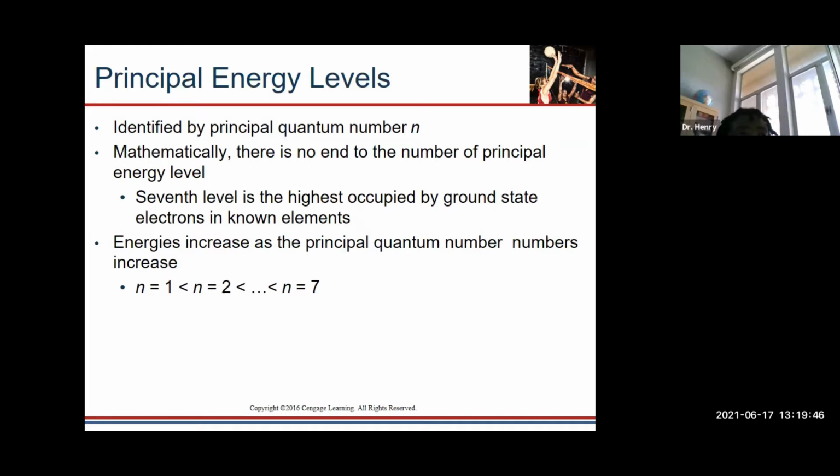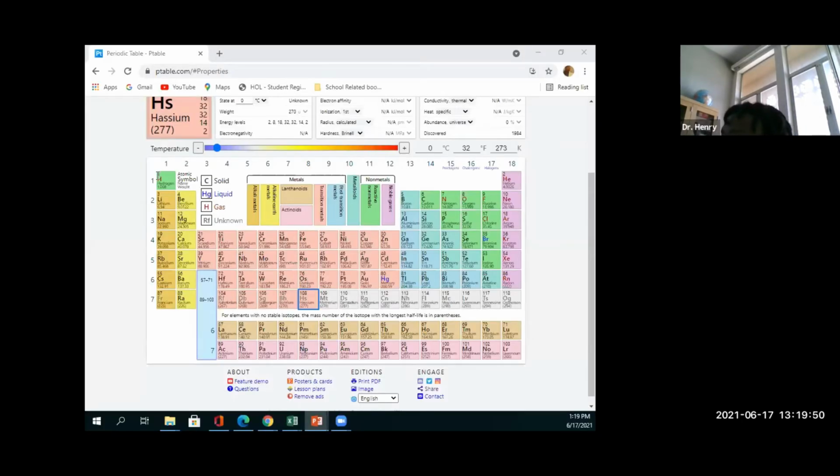Okay, so the principal energy level basically goes from 1 to n. If we look at the periodic table, it can basically go on forever, right? It can keep going to 8, 9, 10. So these here are the periods, and they also represent the principal energy level.